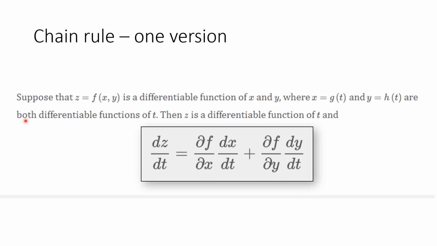So here is our first version of the chain rule. Suppose that z is equal to f of x, y is a differentiable function of x and y, and x is equal to g of t and y is equal to h of t are also both differentiable functions of t. Then z itself is a differentiable function of t, and the ordinary derivative of z with respect to t is the partial of f with respect to x times the ordinary derivative of x with respect to t plus the partial of f with respect to y times the ordinary derivative of y with respect to t.